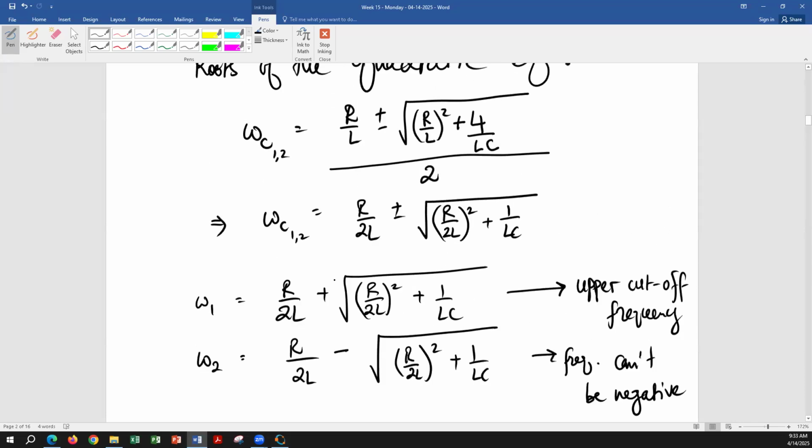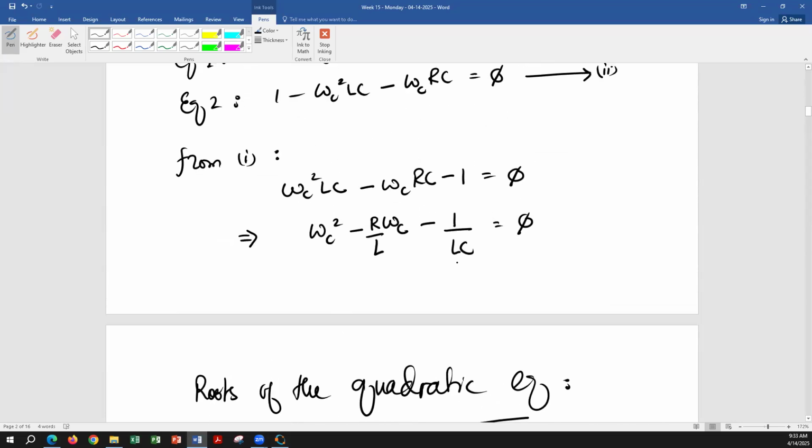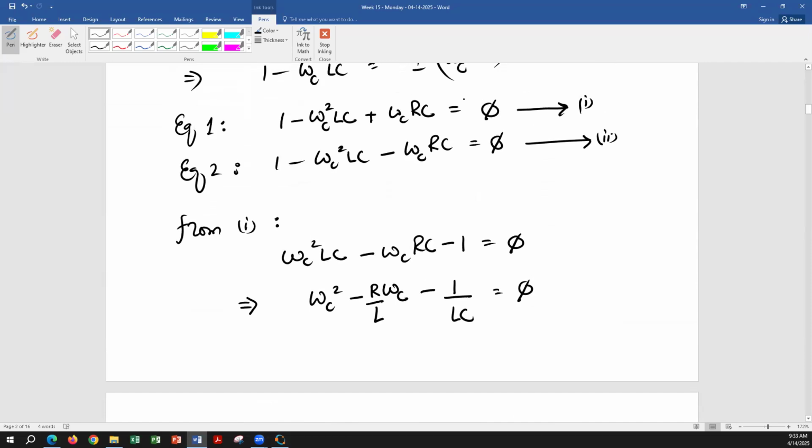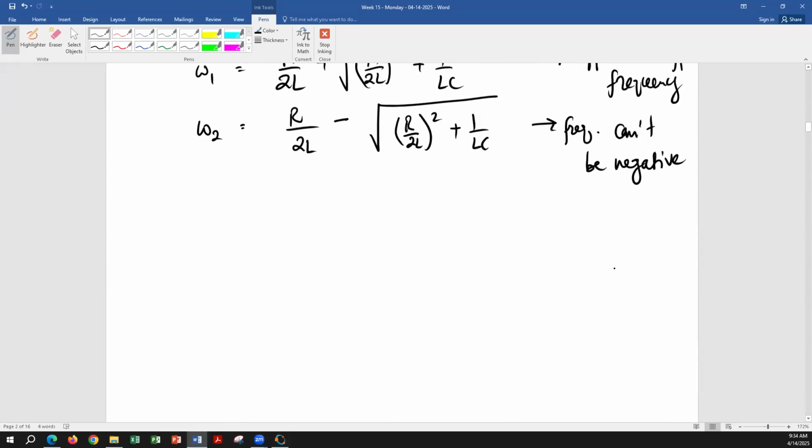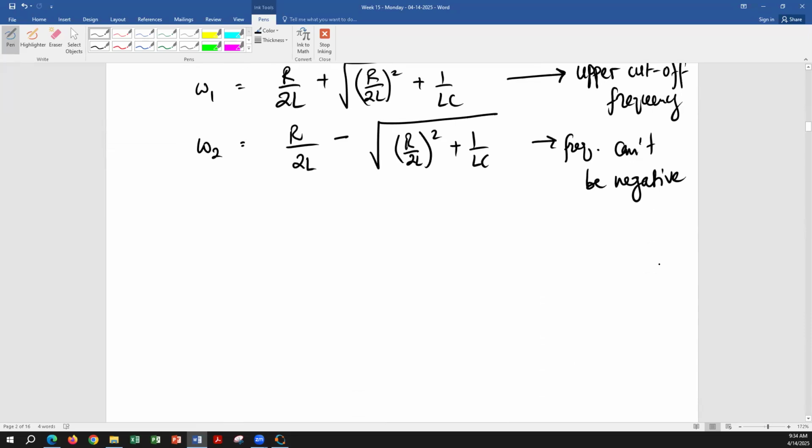So one frequency is going to come from the first quadratic equation, which is now the upper, which one we did review? Yeah, the first one, right? So the first quadratic equation that we rewrote like this. And the second is going to come from the second quadratic equation, which will be the lower cutoff frequency, from equation number 2.